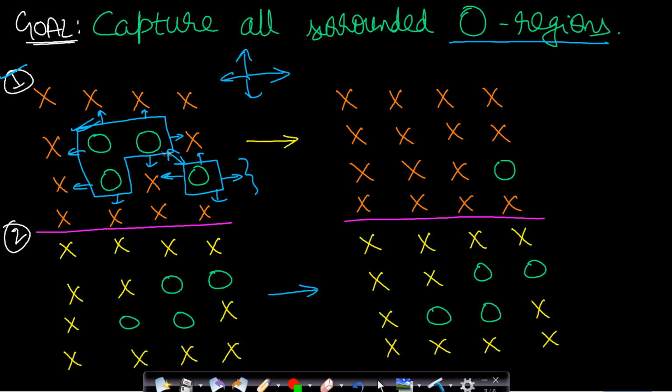Therefore this is a region, and once you find a region, then you will convert all these zeros to x. So after conversion your matrix will look like this, and since this was not falling in a region, this zero will remain as it is.